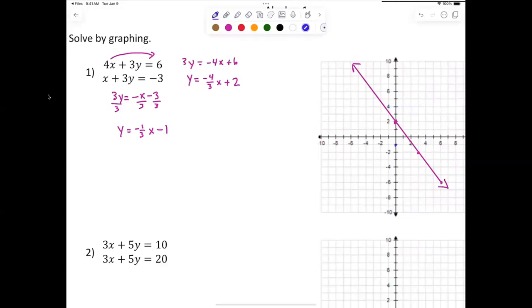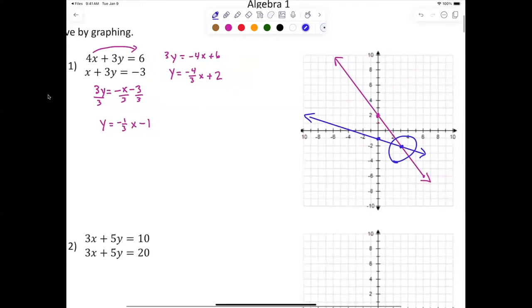Down 1. Down 1. Yes. Now, what's the answer? What is it? Somebody said 3, -2.